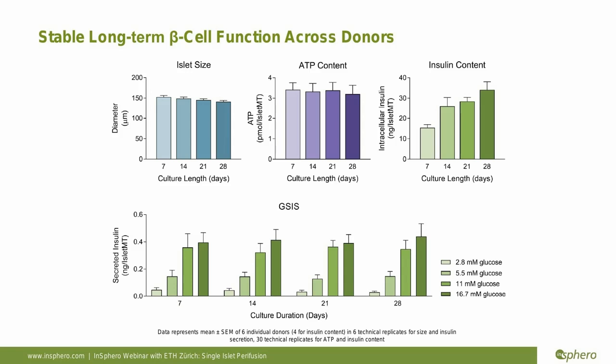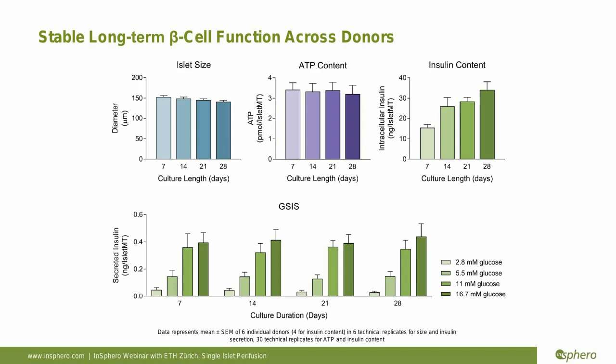Our islets, after reaggregation, also do sustain functionality very long, around 28 days that we tested in long-term cell culture. The islet size and the ATP content stays very stable throughout this time. However, the insulin content, we observed that it increases by culture time. It may be partially the recovery of lost insulin during aggregation and dispersion, but it may be also the lack of stimulation throughout this culture period.